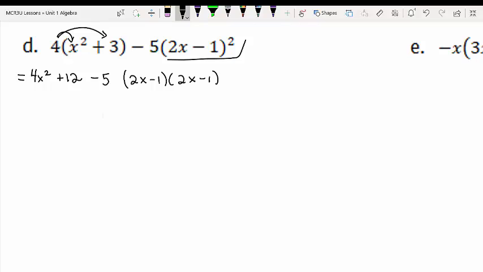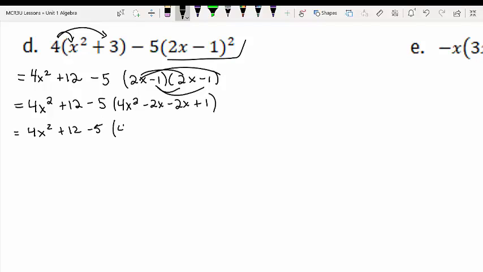So now let's go ahead and use FOIL to eliminate these brackets. So 2x times 2x is 4x squared. 2x times negative 1 is negative 2x. Negative 1 times 2x is negative 2x. And negative 1 times negative 1 is positive 1. And now let's collect our like terms within the brackets. So the negative 2x and the negative 2x turn into negative 4x. And some of you might be able to skip that step, which is totally fine.